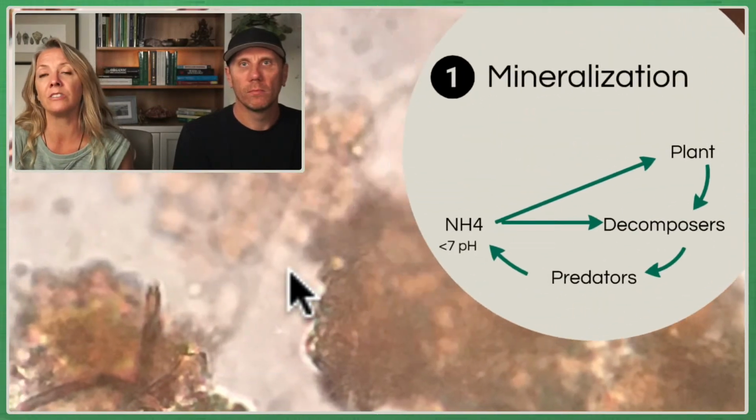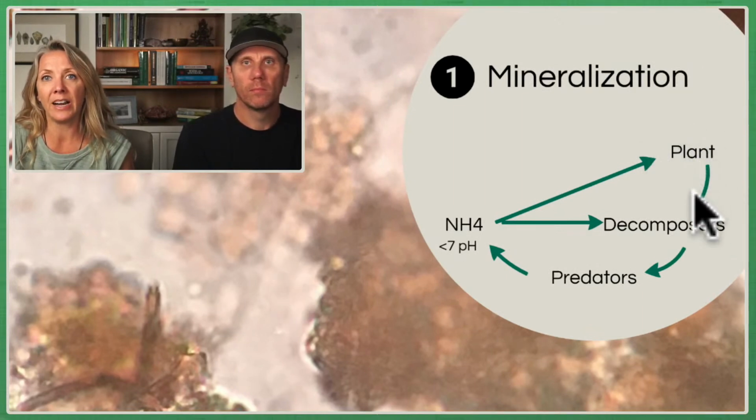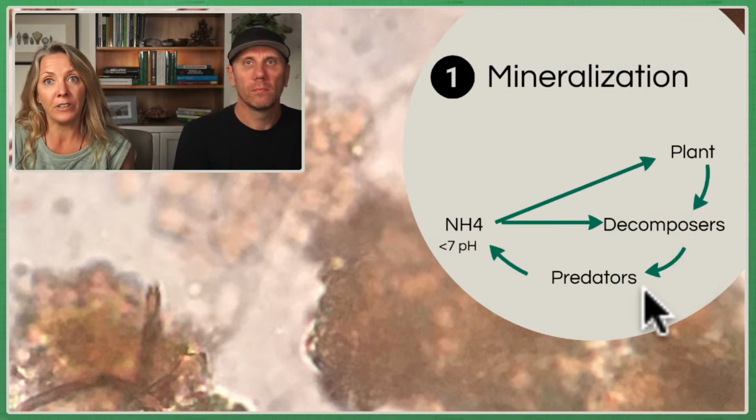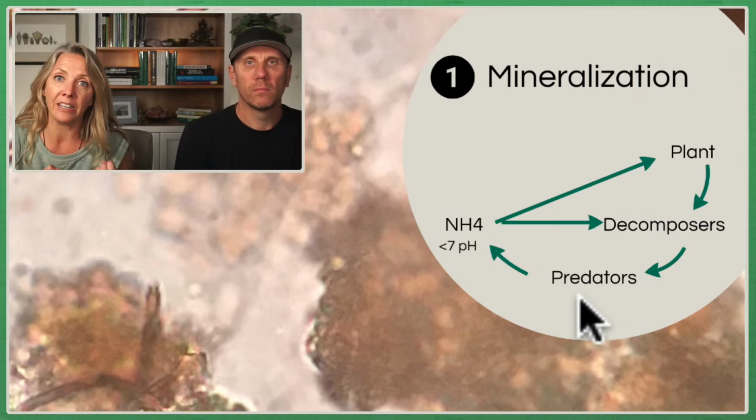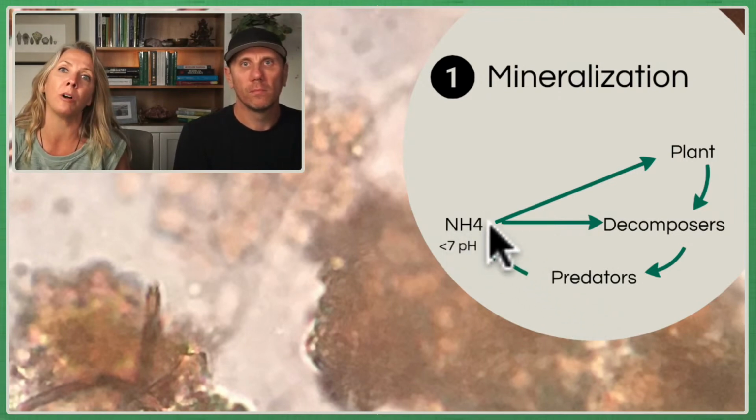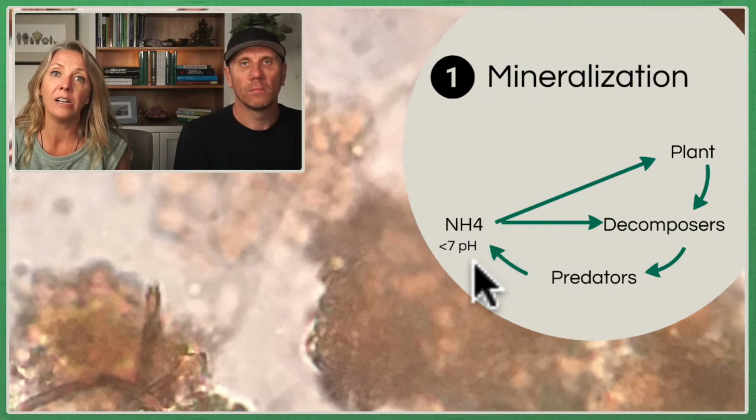So let's just move into mineralization. When the plant takes up that nitrogen, the plant then dies. It gets decomposed by the bacteria and the fungi, the decomposers in the system. The bacteria and fungi get predated upon. That excess nitrogen that the predators take up by eating those bacteria and fungi then has to be excreted out into the soil. And it will be excreted in the form of ammonium, NH4. And it will remain in the form of NH4 so long as that pH is below 7.